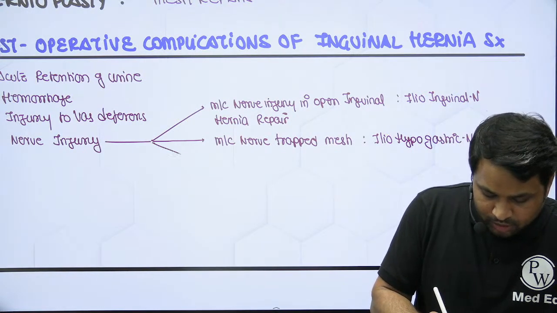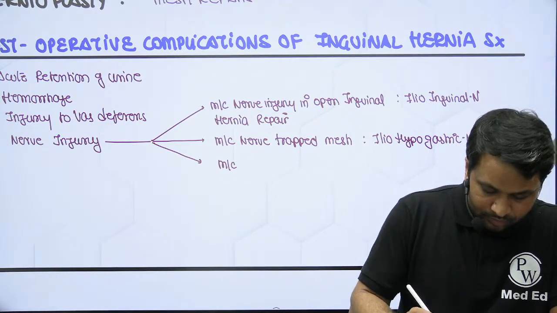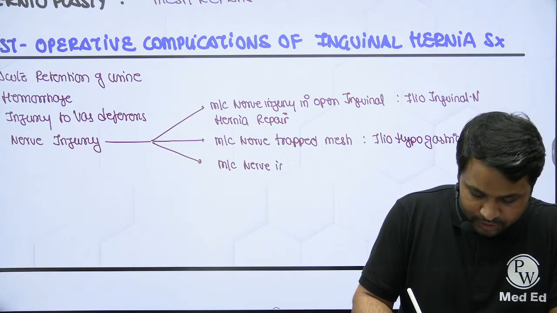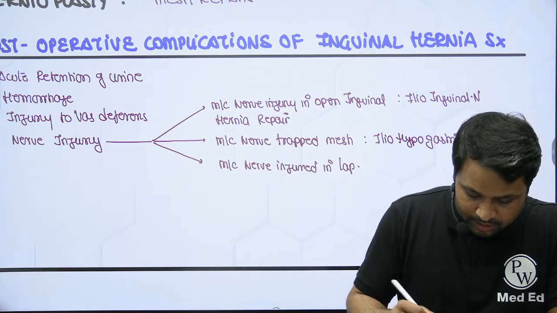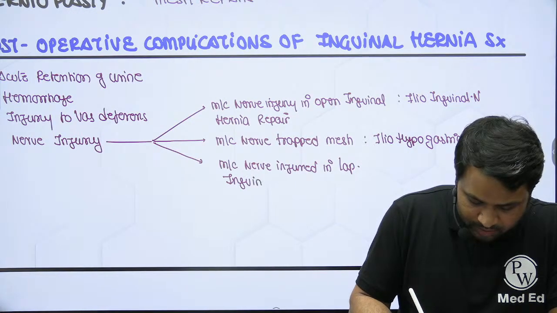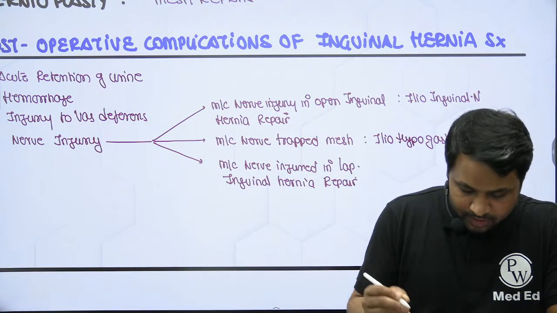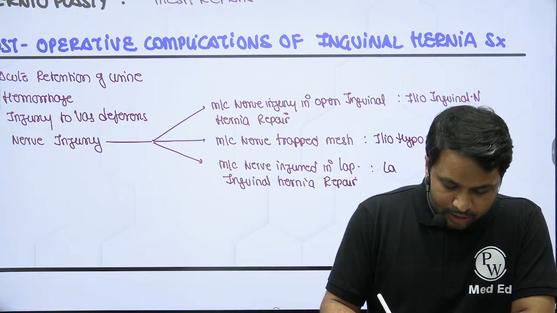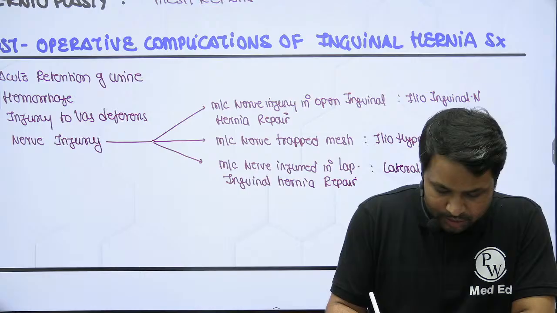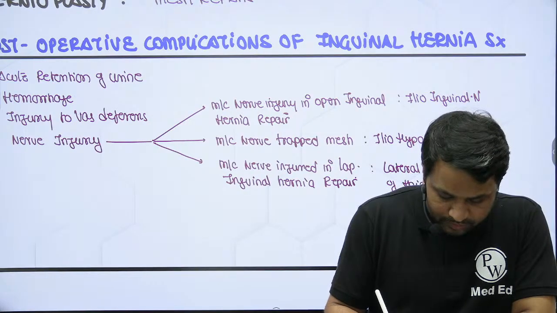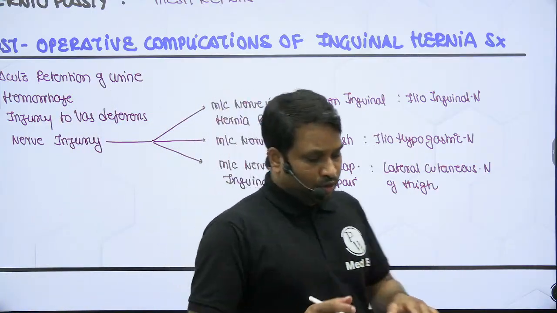The most common nerve injured in laparoscopic inguinal hernia repair, right? That is going to be your lateral cutaneous nerve of thigh. Okay? So this is how you write your answer.